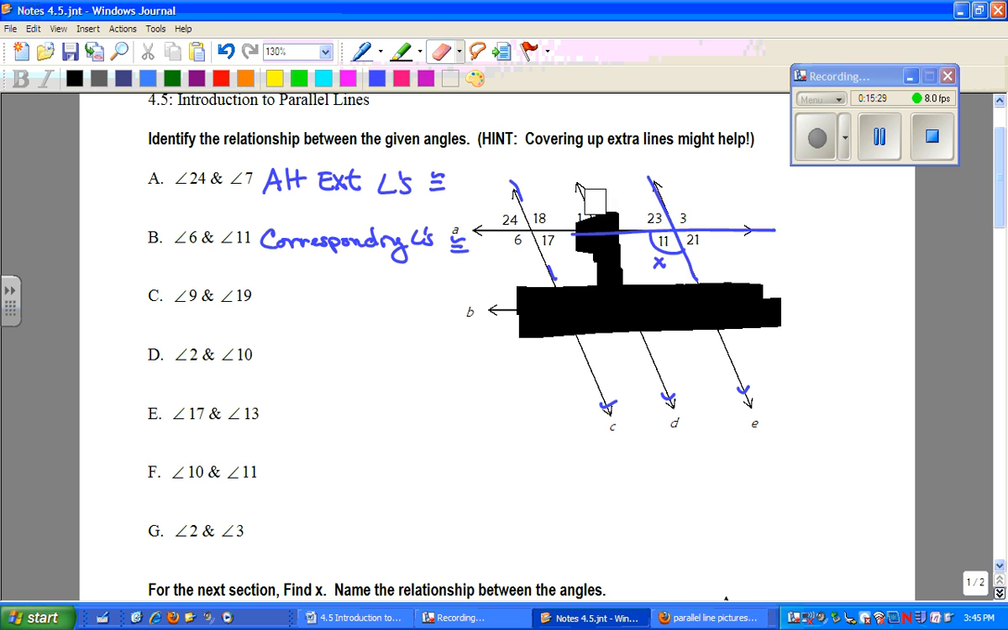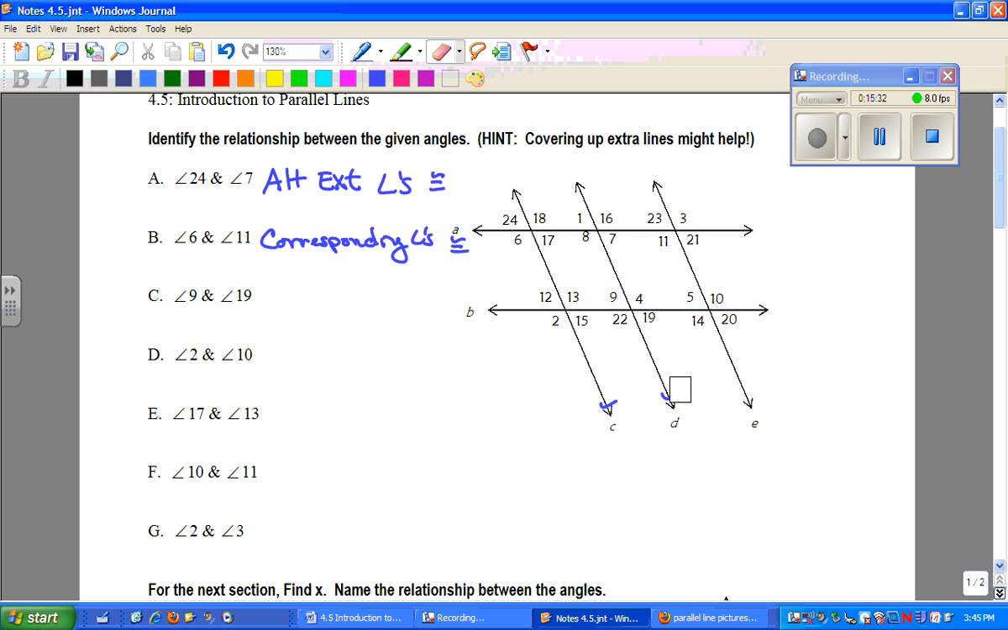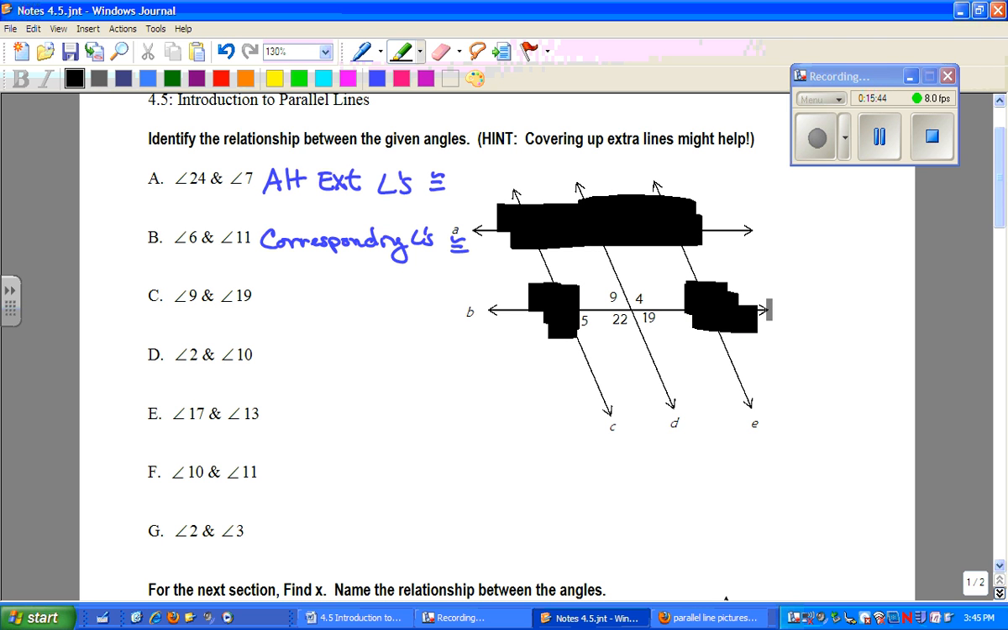Continuing, letter C. Letter C is 9 and 19. Niner, 19. Was there a niner in there? A little Tommy Boy reference for you. If you haven't seen that movie, check it out. We got 9 and 19.